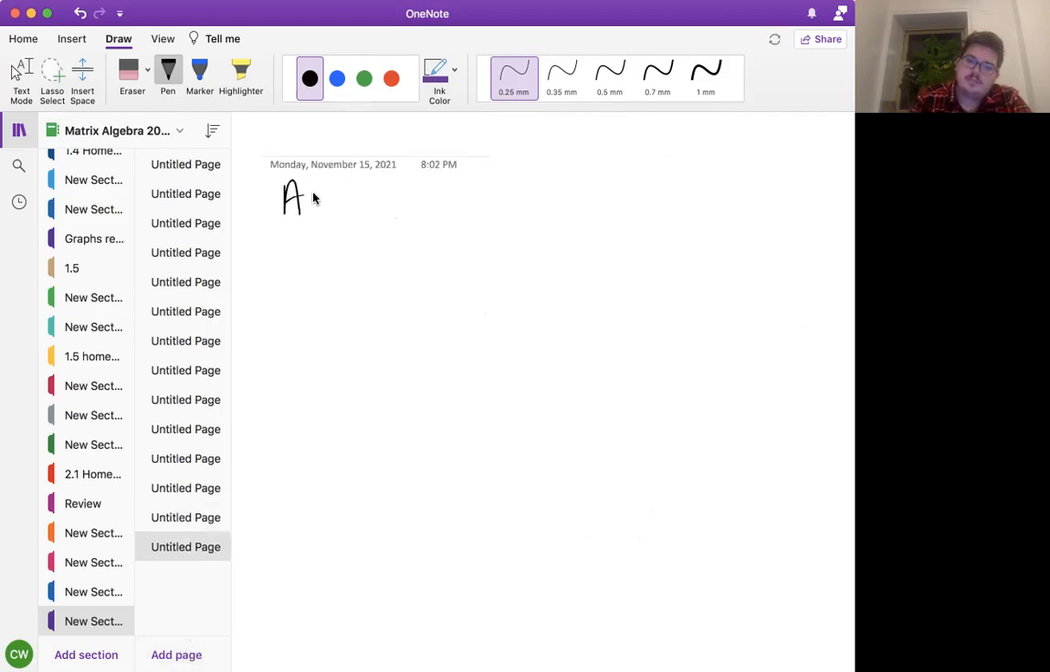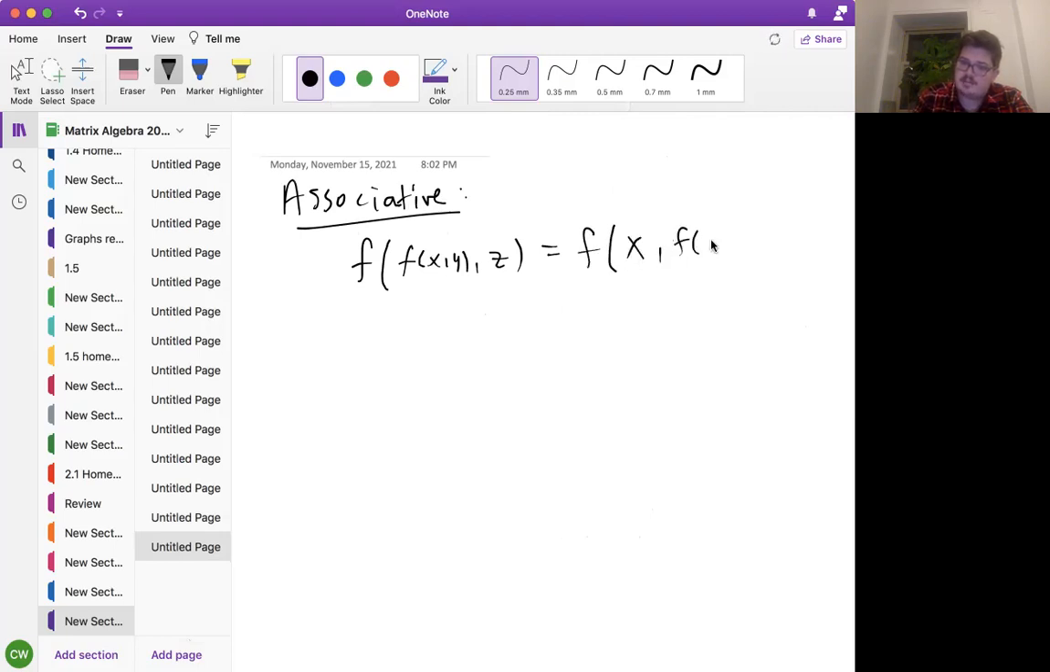Let's do associative. It's going to look funny how I write it, but try to see why it's the same. This is f of x, y, z is equal to f of x, f of y, z. And see why that's our usual associative. Everyone see that?